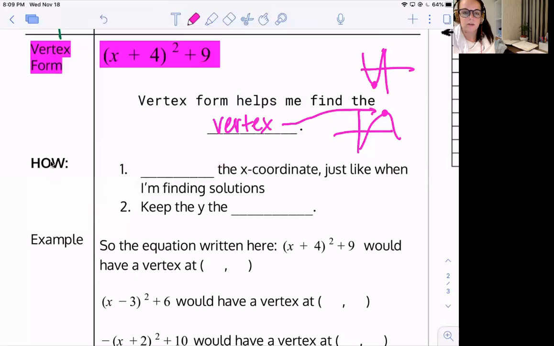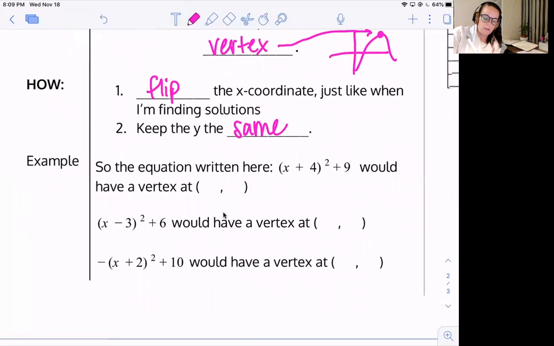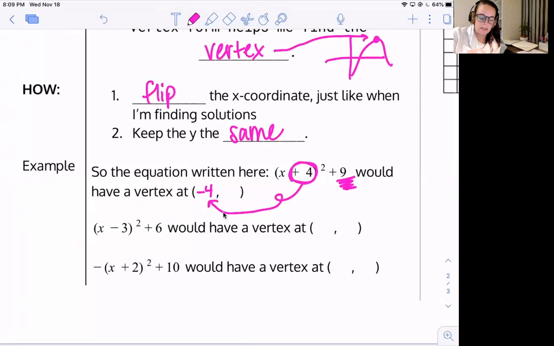So how we're going to do it, we're going to take the x coordinate and we're going to flip it, just like we do when we're finding the solutions. So in this case right here, we would change this from positive to negative. And we're going to keep the y the same. So for this one, it says x plus 4. That's going to flip into negative 4. And the y is plus 9. That's going to stay the same and become 9. Just like that.